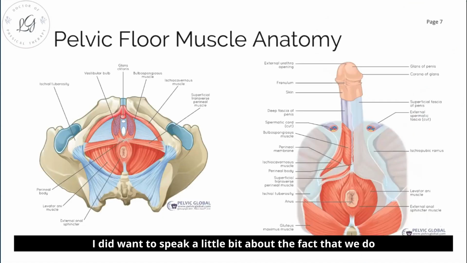I did want to speak a little bit about the fact that we do all have the same muscles. They're just oriented slightly differently based on the genitalia. Embryologically, all of our bodies begin with the exact same anatomy, and that genital ridge begins forming about 8 to 9 weeks gestation. So that differentiation usually is dictated by genetic information on the X or Y chromosome. It's usually complete by about 16 weeks gestation, but I think it's important to know that the muscles are the same. They just have different orientation.